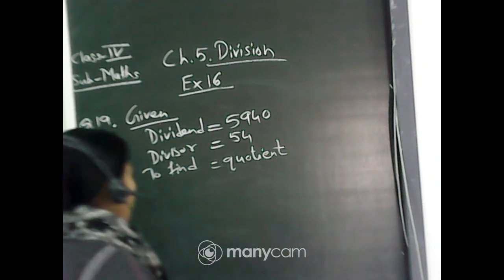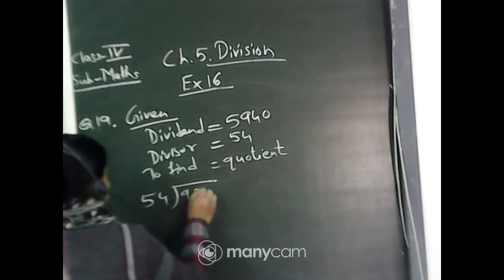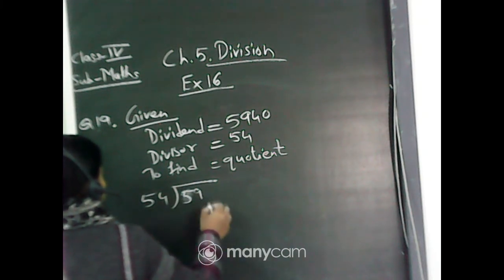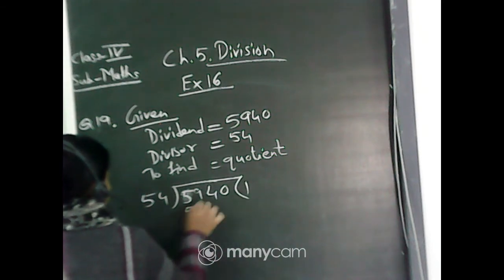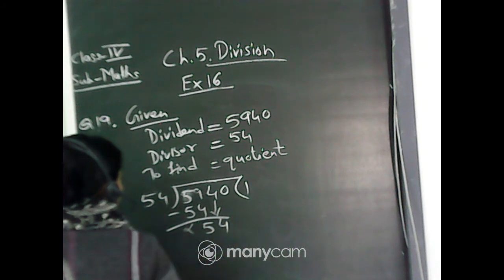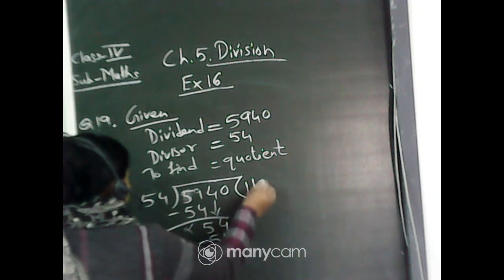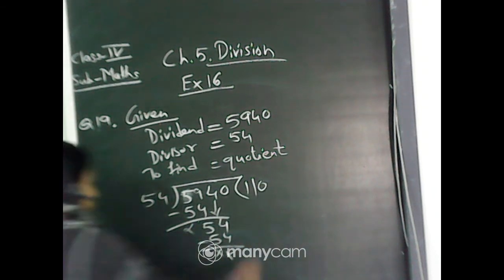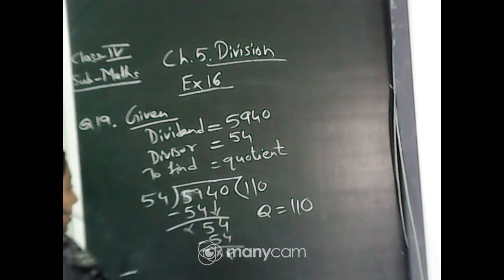Okay, now see, 54 outside, and since this is the dividend, 5,940 inside. Now divide it. Once 54 is 54. Subtraction, you will get 5. This 4 will come down. Again once 54. This 0 is there, so this will go this side. That means our quotient is coming 110.